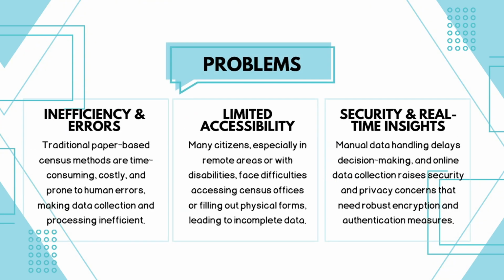So, the problems that can be highlighted are, first, efficiency and errors. Traditional paper-based census methods are time-consuming, costly, and prone to human errors, making data collection and processing inefficient. The second one is limited accessibility. Many citizens, especially in remote areas or with disabilities, face difficulty accessing census offices or filling out physical forms, leading to incomplete data. The last one is security and real-time insights. Manual data handling delays decision making, and online data collection raises security and privacy concerns that need robust encryption and authentication measures.